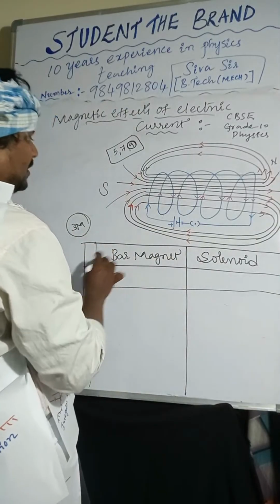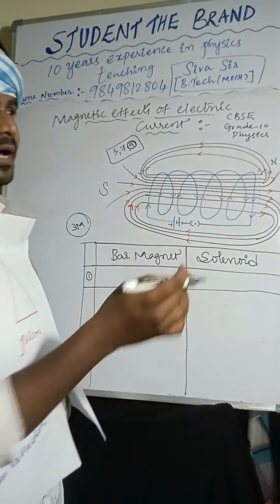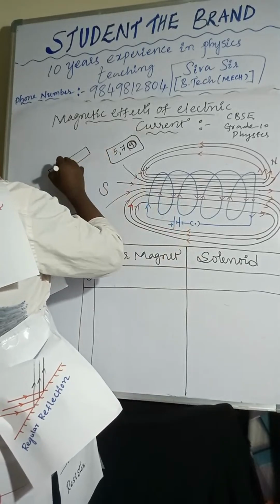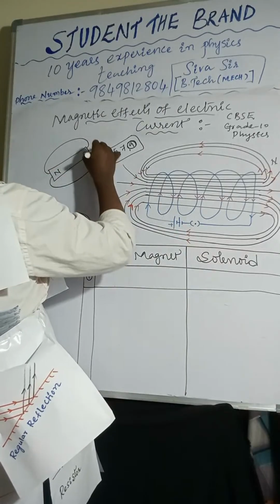The first one is about the bar magnet. The magnetic field of a bar magnet is fixed. I'm taking this bar magnet from north to south, so the magnetic field will be like this.